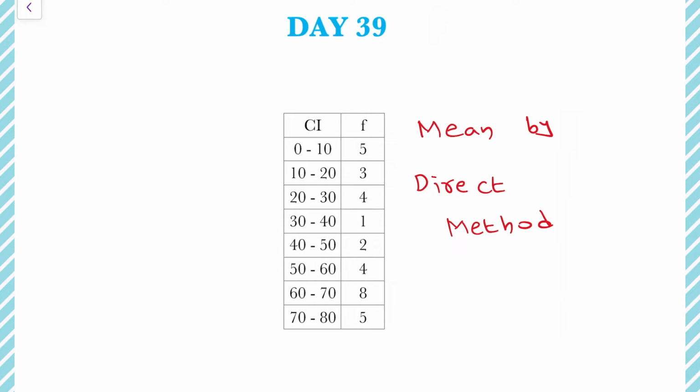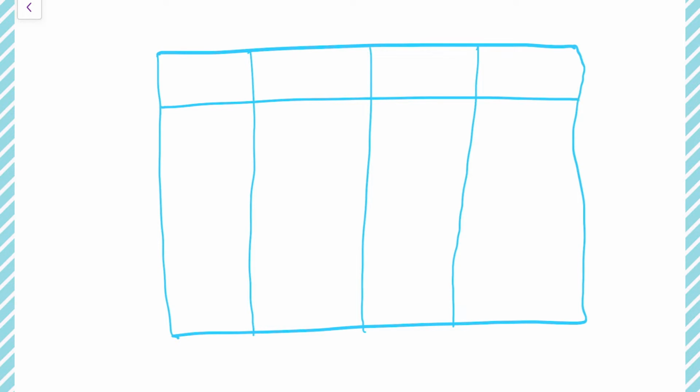To find the mean by direct method, we require 4 columns. So let us make columns first. One column is for class interval, one column is for frequency, the third column is for class marks, and the last column is for fi xi. So let us write the headings so that you will get clarity.